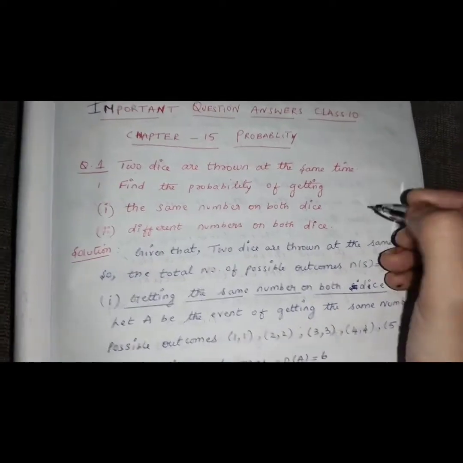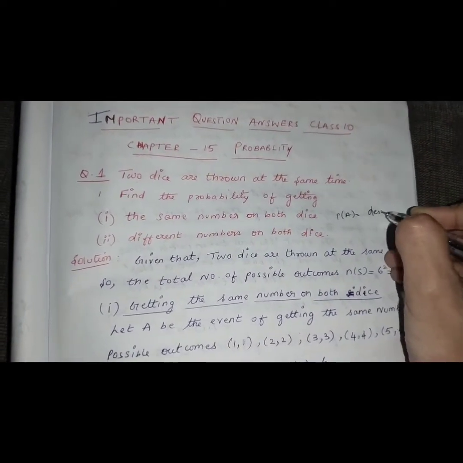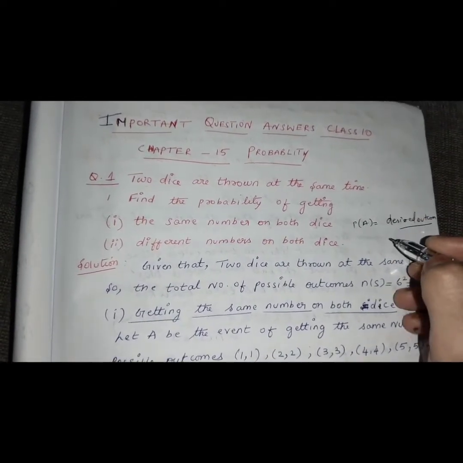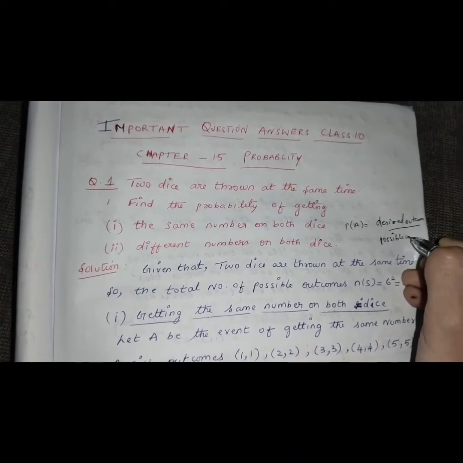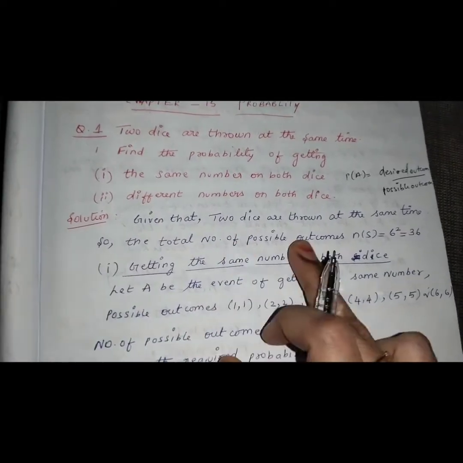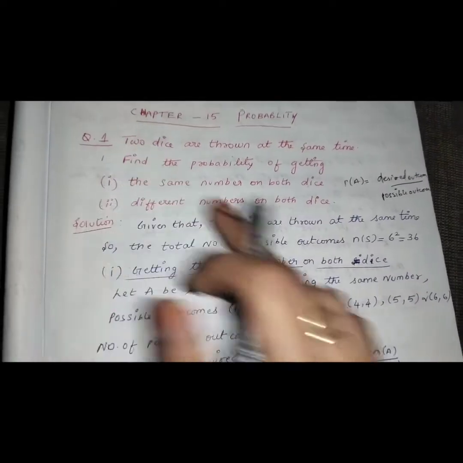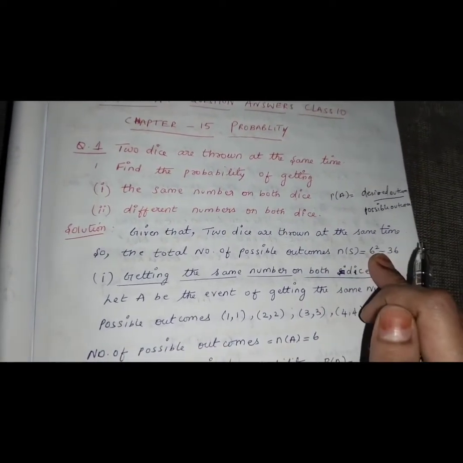Probability P of A is nothing but desired outcome divided by possible outcome. This is the formula we are going to use for probability. So given that two dice are thrown at the same time, total number of possible outcomes, since it is two dice, n of S is 6 square.